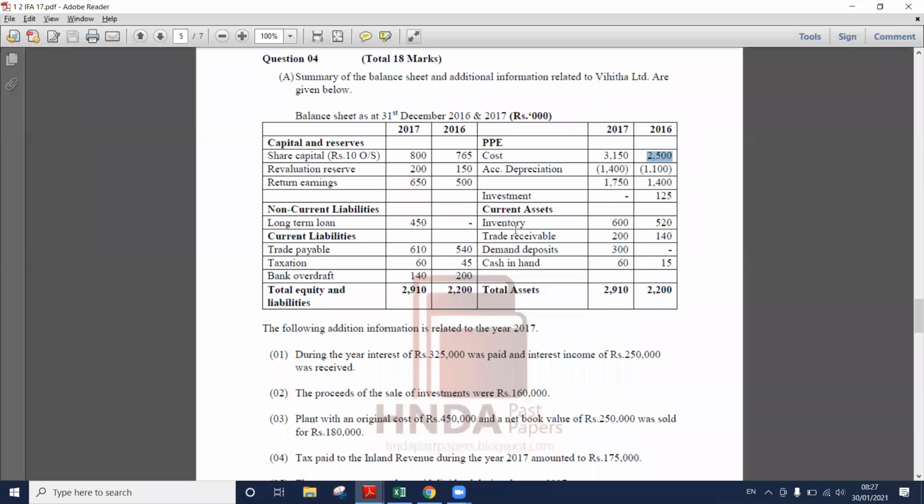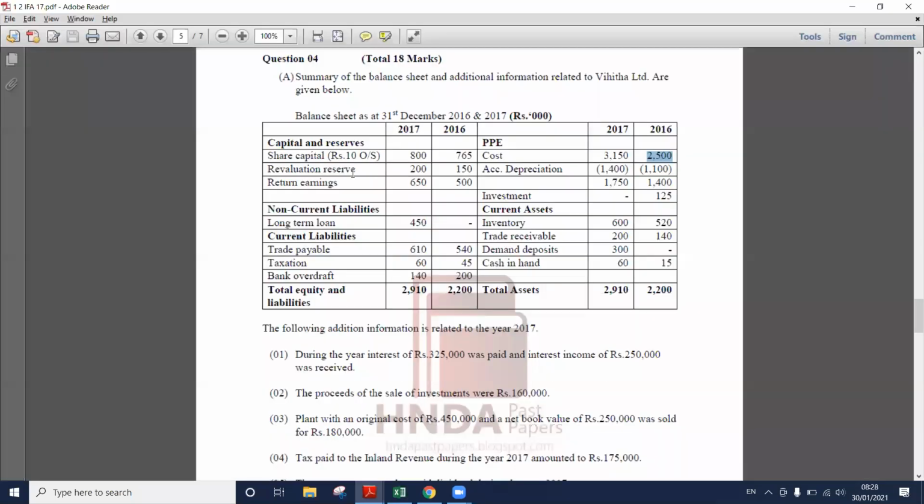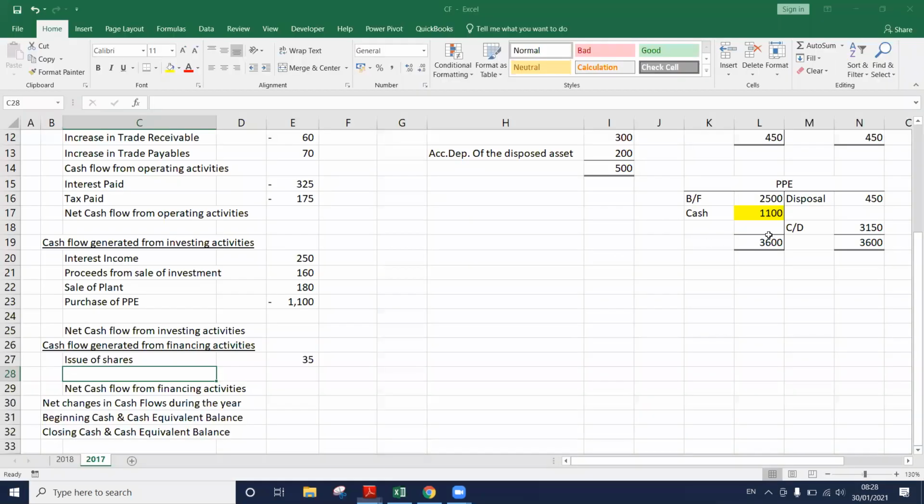Investment we have treated, current assets, these two we have considered, right? Then here, under capital and reserves, share capital, what has happened? That has gone up by 35, right? That has gone up by 35 means what? We have issued shares. Issue of shares 35, that is an inflow, right? 35 issue of shares. We have done a mistake. Why? We cannot consider this as the cash amount we have received.